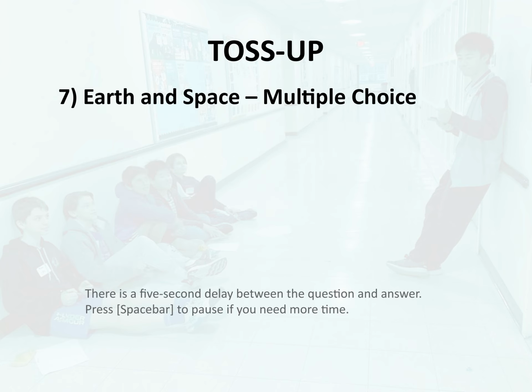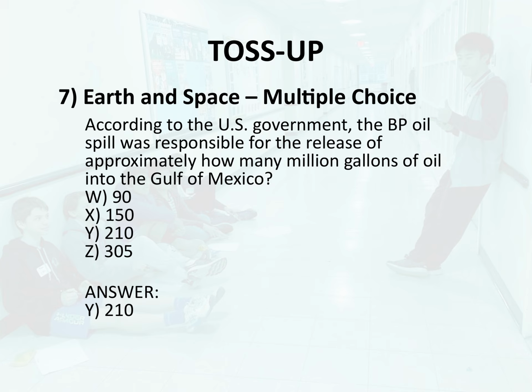Toss-up 7. Earth and space, multiple choice. According to the U.S. government, the BP oil spill was responsible for the release of approximately how many million gallons of oil into the Gulf of Mexico? W. 90. X. 150. Y. 210. Z. 305. Answer: Y. 210.